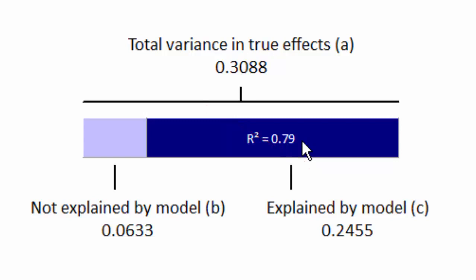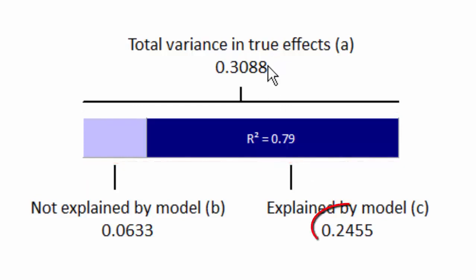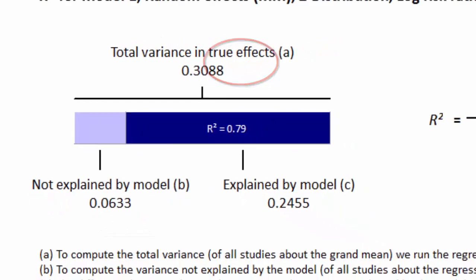Put another way, when we didn't have any covariates in the model, the variance of true effects was 0.31. With this covariate in the model, the variance of true effects is only 0.06. So if we went from 0.30 to 0.06, we were able to explain 0.24 units of variance. We were able to explain 0.24 out of 0.30, which gives us 0.79. So the R-square analog over here is 79%.